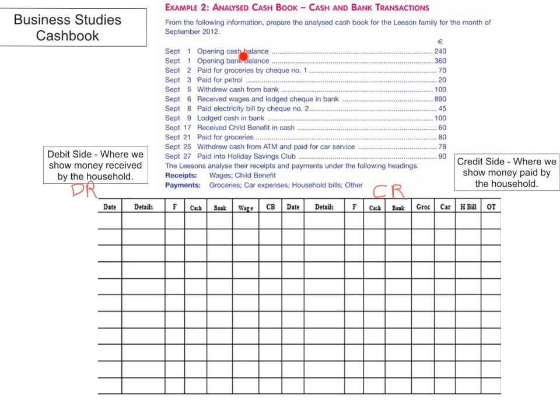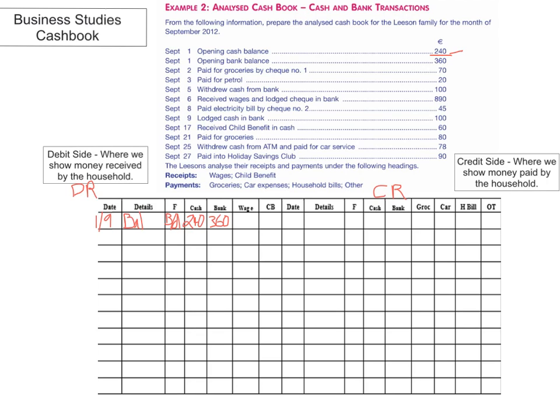So the first one is opening cash balance. Okay. So that's money that we're receiving. So it's going to be the 1st of September, so we'll say the 1st of the 9th. So we'll say balance, and it's going to be brought down from the previous month. Okay, so it says the cash is 240. So in cash, you're going to put 240. And in the bank, it was 360. So 360 is going to go on here.